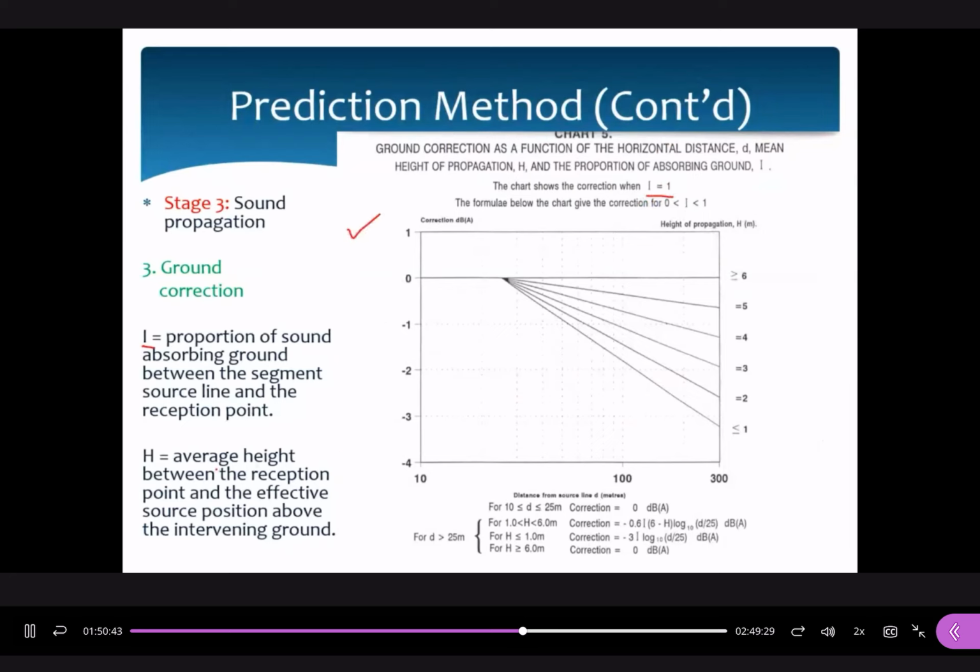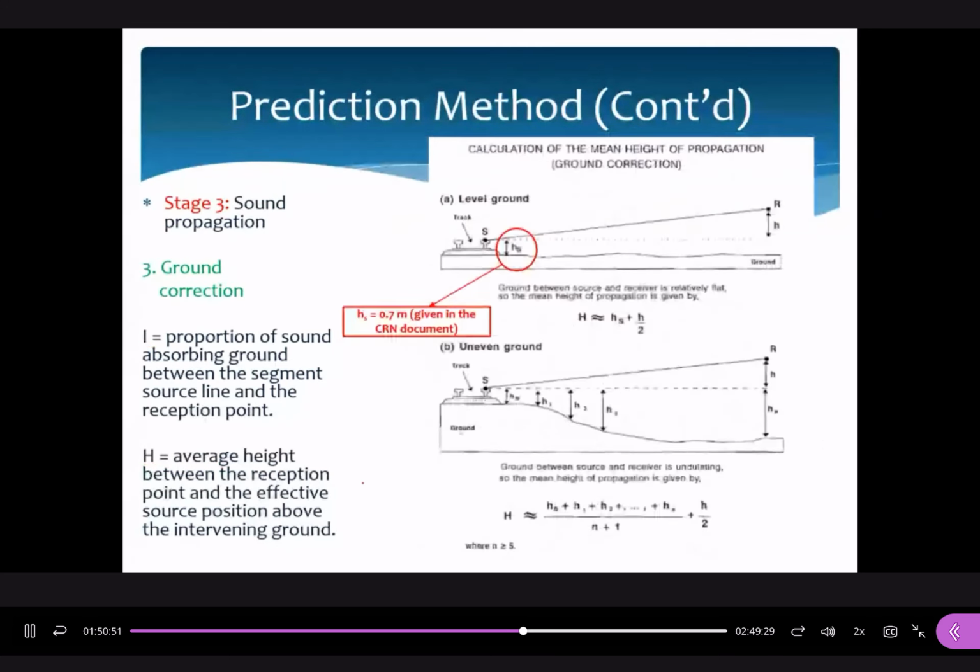When you use the chart, another parameter you have to find out is the effective height H. How to find out this one? Please go to this one. There are two different cases. The first one is what we call the level ground. This is the effective source, the noise at the interface between the rail and wheel, and let's say this is the reception point. We want to do the assessment. How to find out the height H?